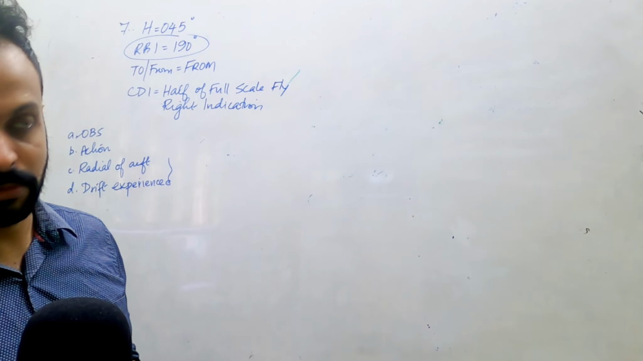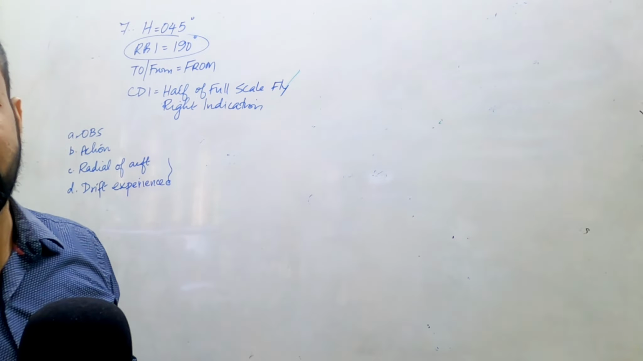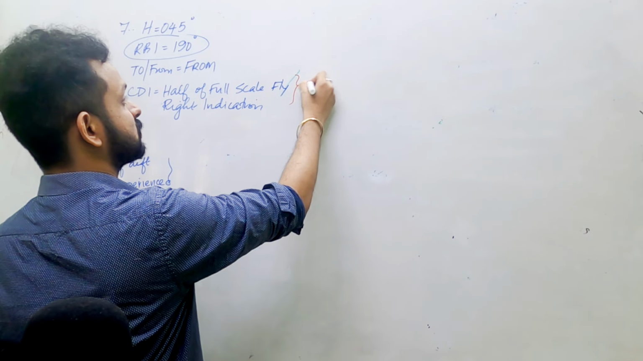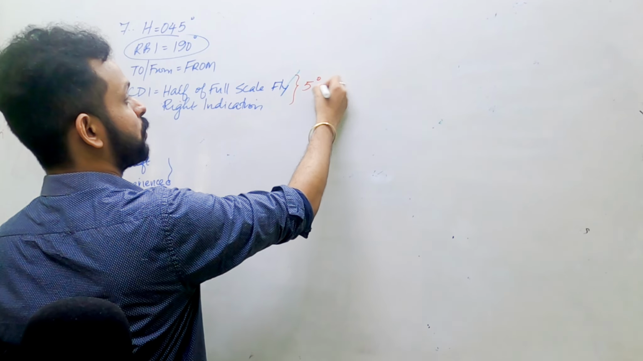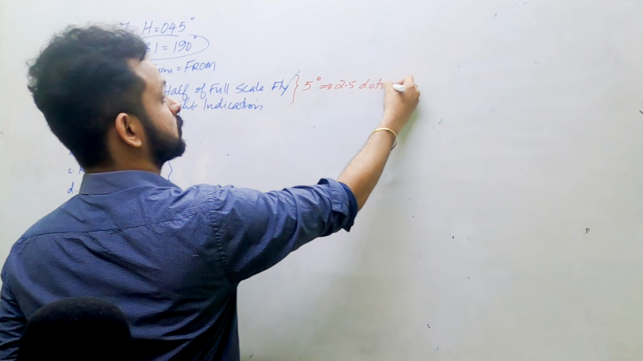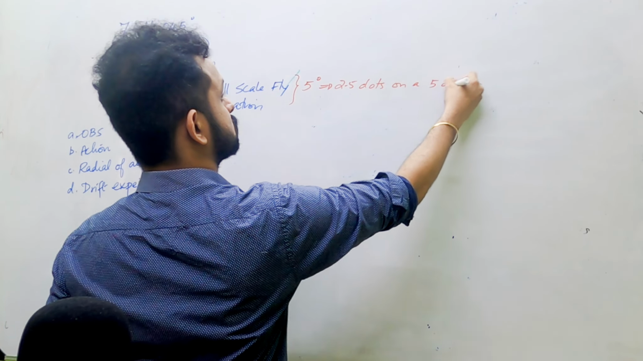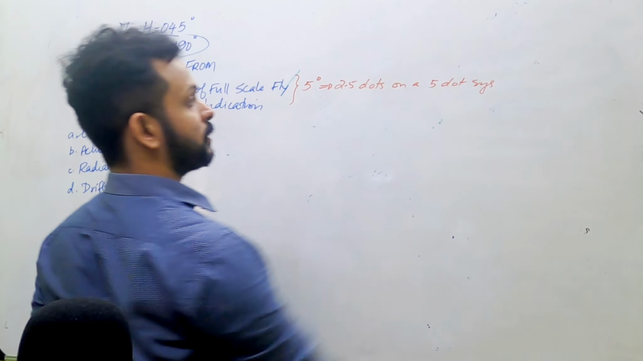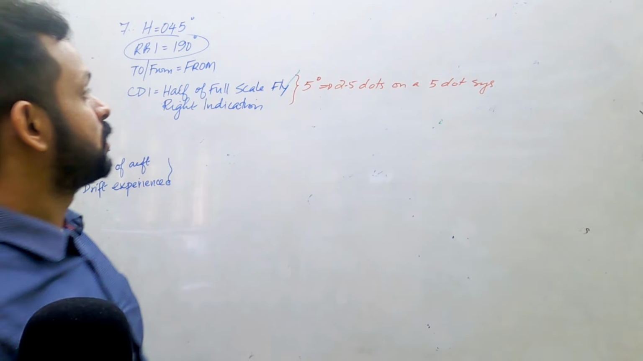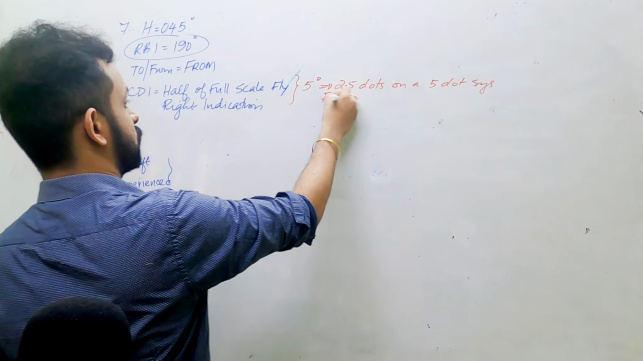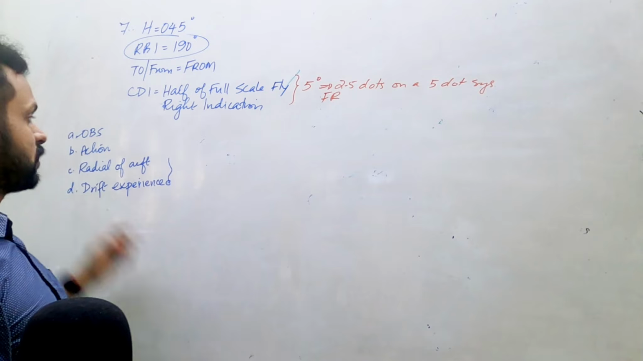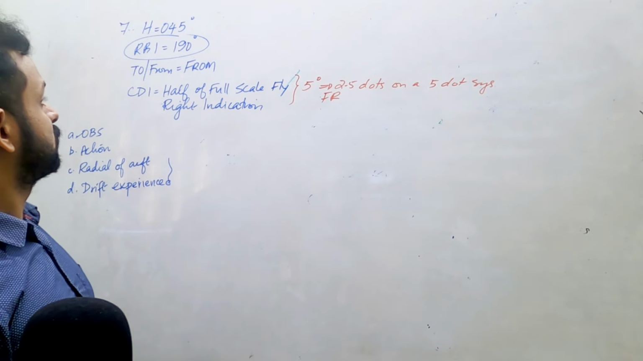As I've told you before, in the case of a VOR CDI, the full scale deflection is 10 degrees. Therefore, half of full scale deflection is 5 degrees, corresponding to 2.5 dots on a 5 dot system. If nothing is mentioned, we assume it is a 5 dot system, so you're looking at 5 degrees, 2.5 dots, fly right indication. All this is given. You have to find the OBS, action to center the CDI, radial of the aircraft, and drift experienced. Let's look at this one by one.